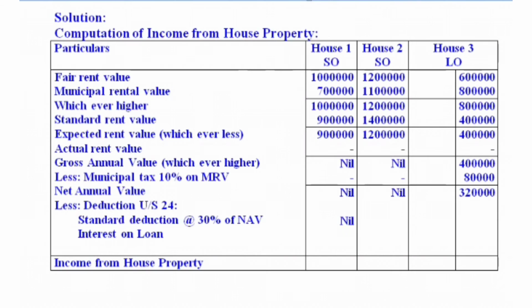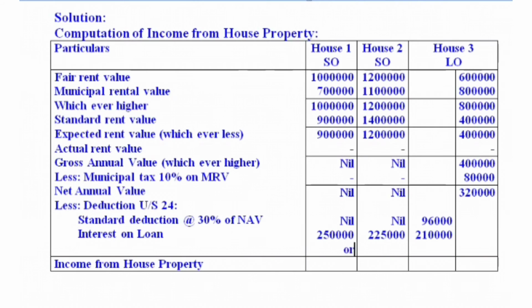Some more deductions are going to be deducted on NAV. Less deduction under section 24, standard deduction at 30% of NAV. So for house 1 it is nil, for house 2 nil, and for house 3, 3,20,000 into 30%, 96,000. Then interest on loan: for house 1 it is given as 2,50,000, for house 2 it is 2,25,000, and for house 3 it is 2,10,000.